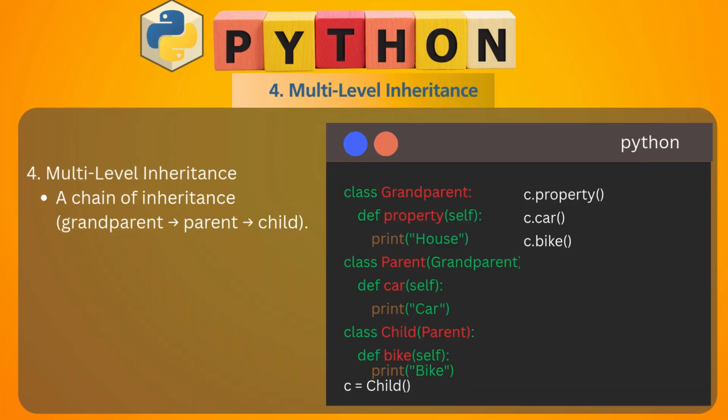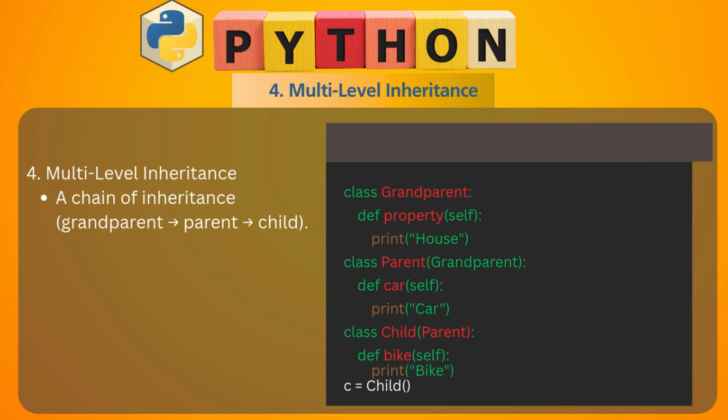Now we'll move on to the topic of multi-level inheritance. Multi-level inheritance is a chain of inheritance, for example, grandparent, parent and child. See how they are related. So this is multi-level inheritance. We are making class grandparent, class parent, class child, which are related to each other. So that is called multi-level inheritance.